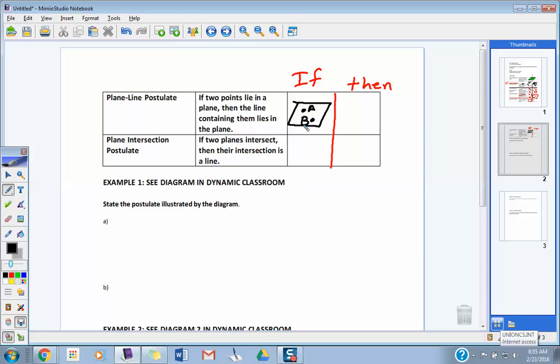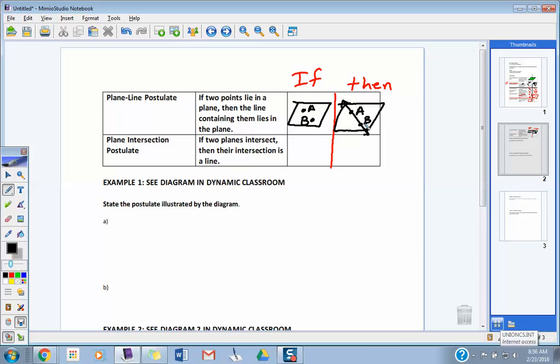What's it say here? A line, you bet. So if I have that plane right here with points A and B right here, then that line AB also lies in that plane. Okay?